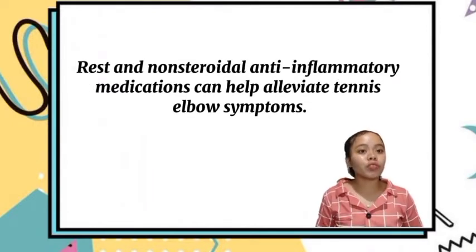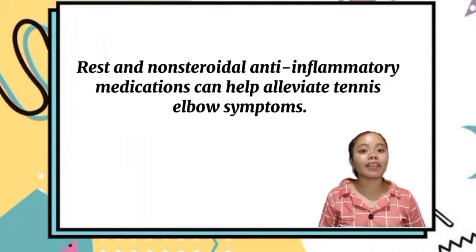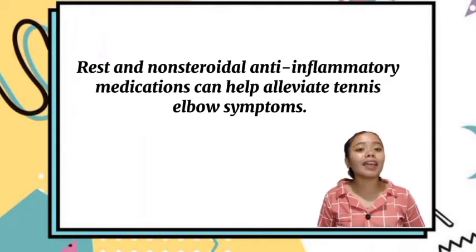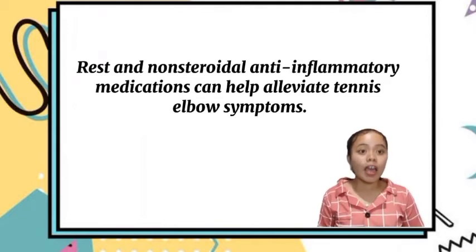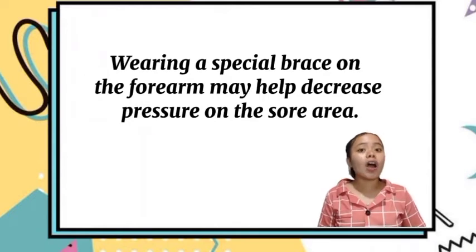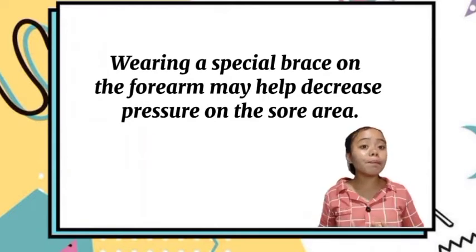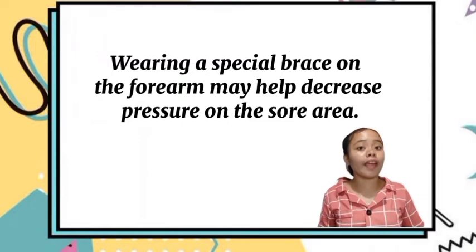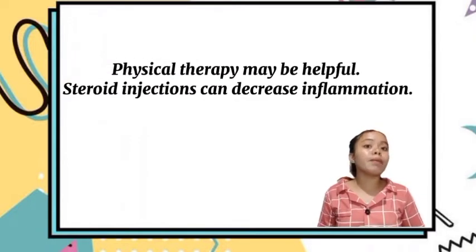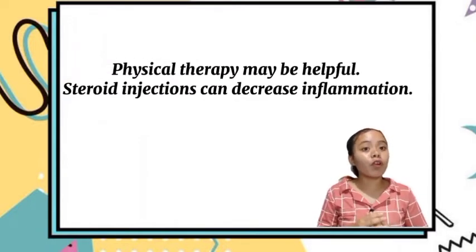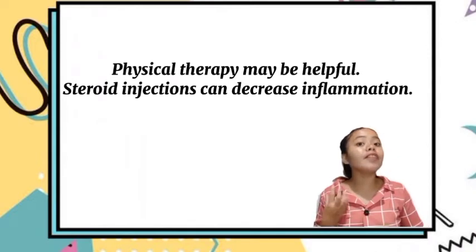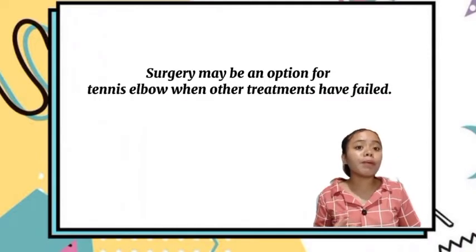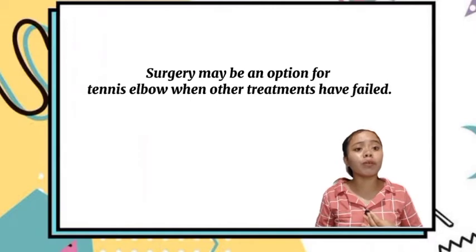Rest and non-steroidal anti-inflammatory medications can help alleviate tennis elbow symptoms. Wearing a special brace on the forearm may help decrease pressure on the sore area. Physical therapy may be helpful. Steroid injection can decrease inflammation. Surgery may be an option for tennis elbow when other treatments have failed.